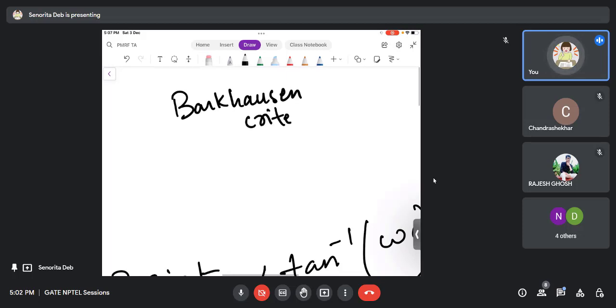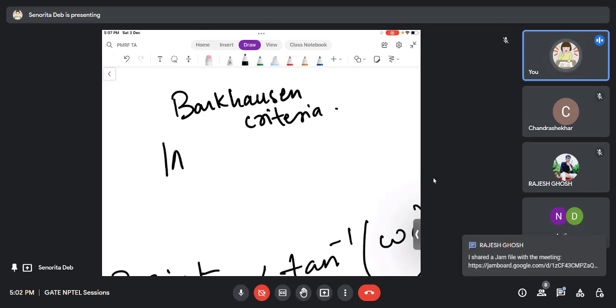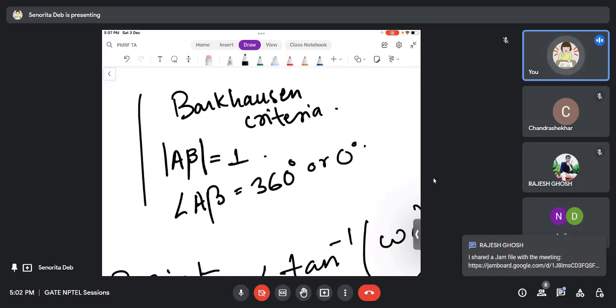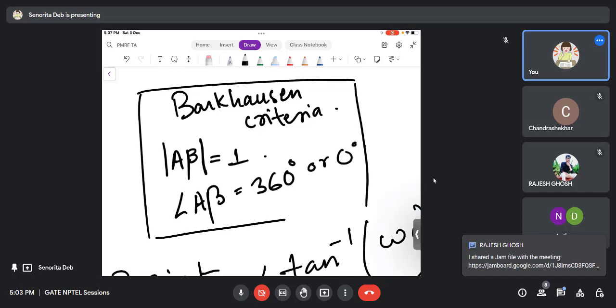It is the criteria an amplifier needs to satisfy to work as an oscillator. For that, your feedback loop gain, your A beta, should be 1. And the angle of your feedback loop should be either 0 degrees or 360 degrees. So you go and check it more. It is a long topic, I cannot explain it here.